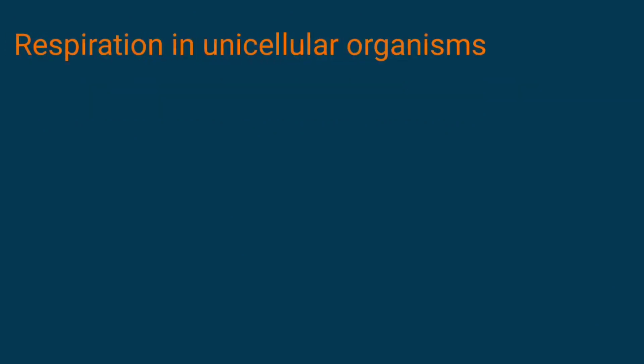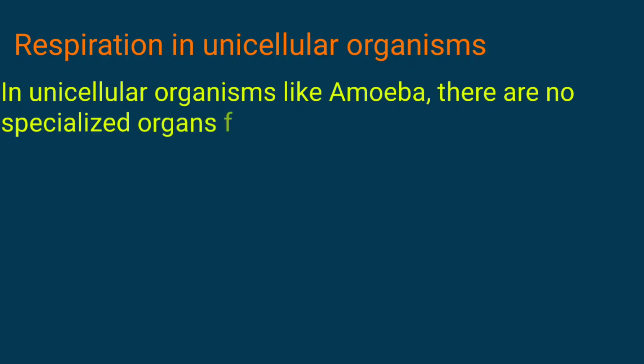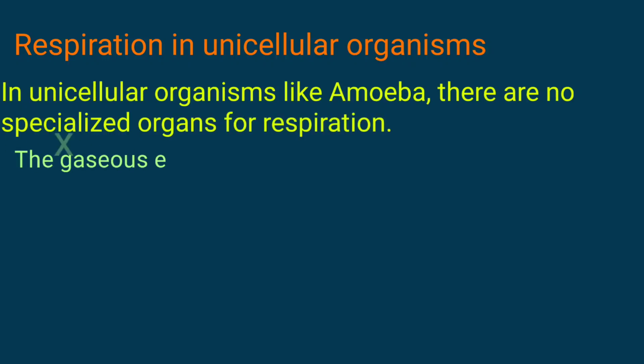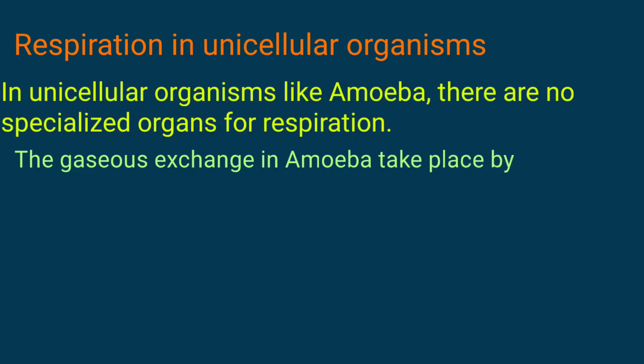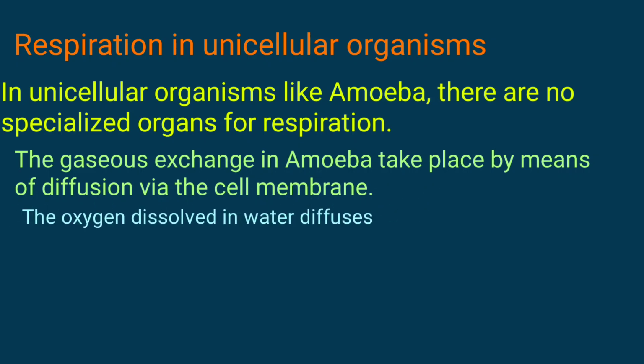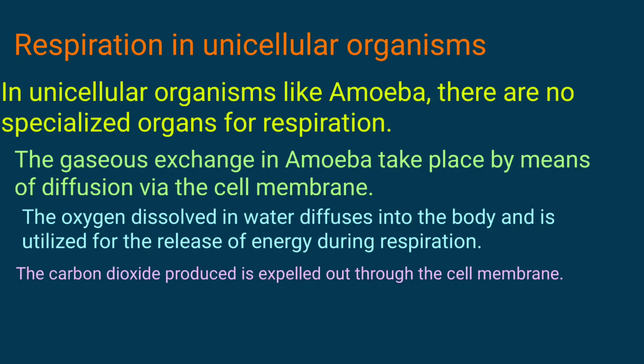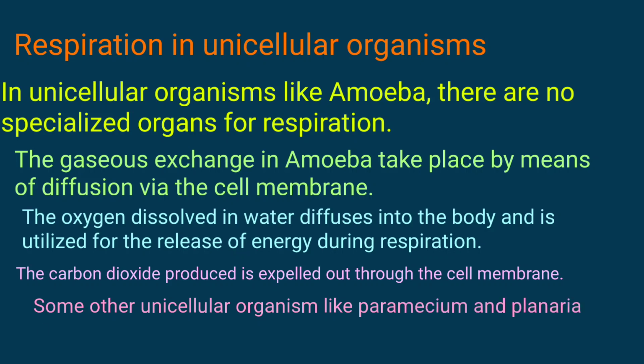Respiration in unicellular organisms. In unicellular organisms like amoeba, there are no specialized organs for respiration. So, the gaseous exchange in amoeba takes place by means of diffusion via the cell membrane. The oxygen dissolved in water diffuses into the body and is utilized for the release of energy during respiration. The carbon dioxide produced is expelled out through the cell membrane. Some other unicellular organisms like paramecium and planaria also respire through the cell membrane.